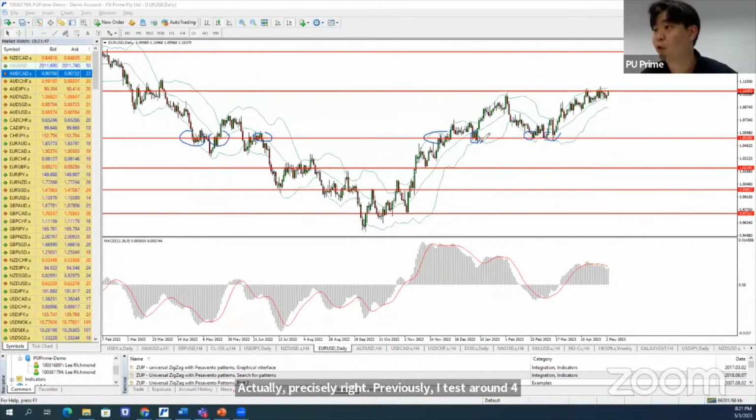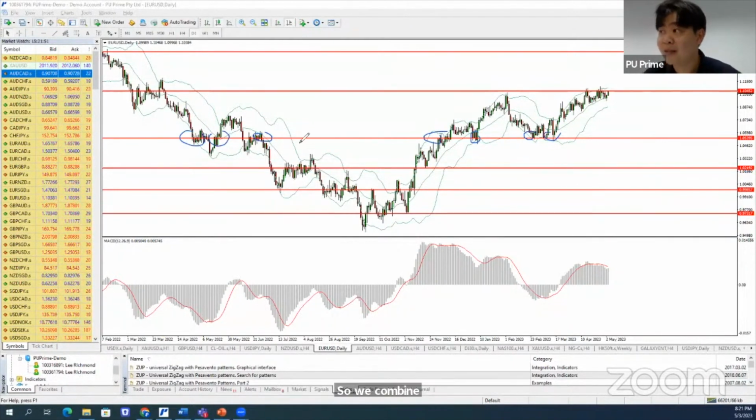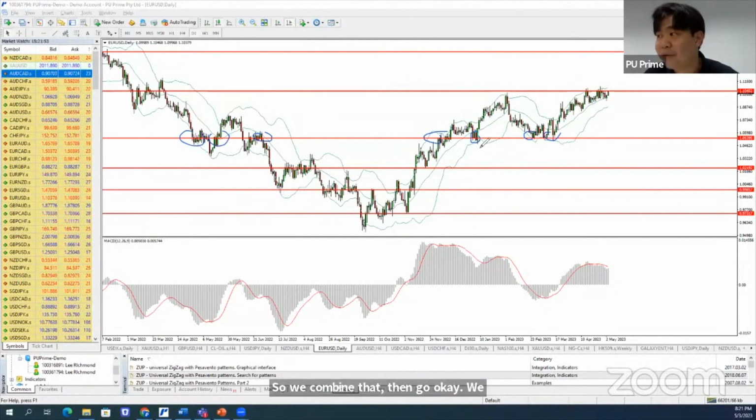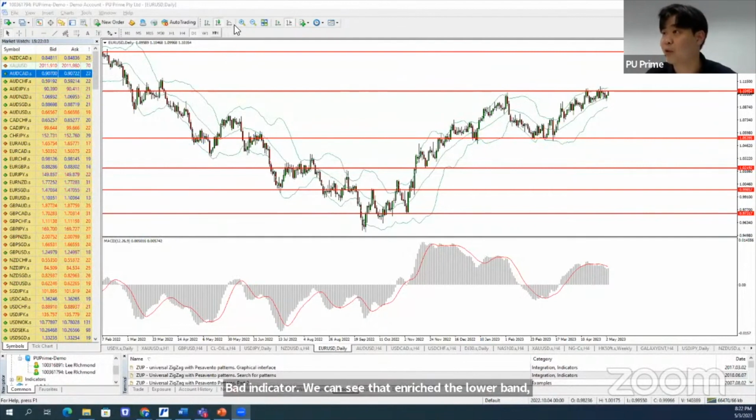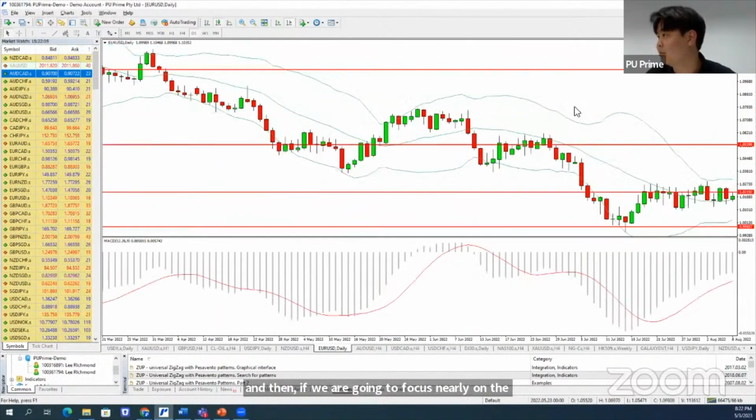So we combine the technical, okay? We combine the support level, and then you can identify this is a very, very strong support level. And then it is combined with the Bollinger Band indicator, you can see that it reached the lower band. And then if we are going to focus nearly on the candlestick pattern also, we can see that candlestick pattern.